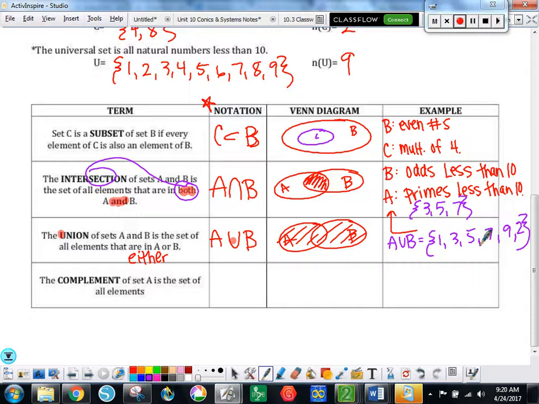And the last one is the complement. The complement of set A is the set of all elements not in set A. So in this case, you're going to need to know what the universal set is. So the Venn diagram on this one, if this is set A, then all of the elements that are not in that group are all of the numbers in the universal set outside of the group.